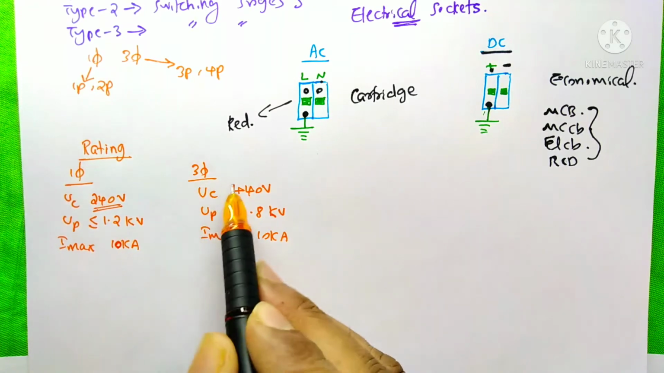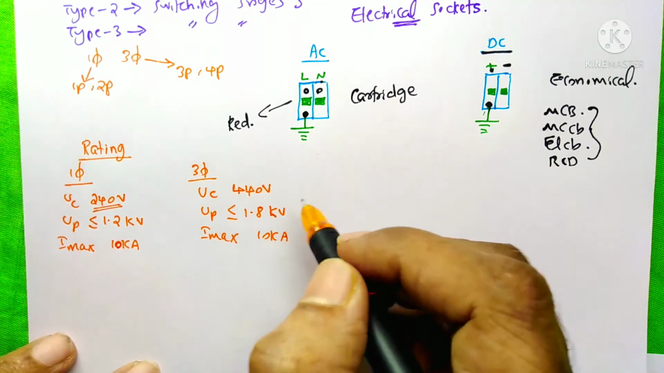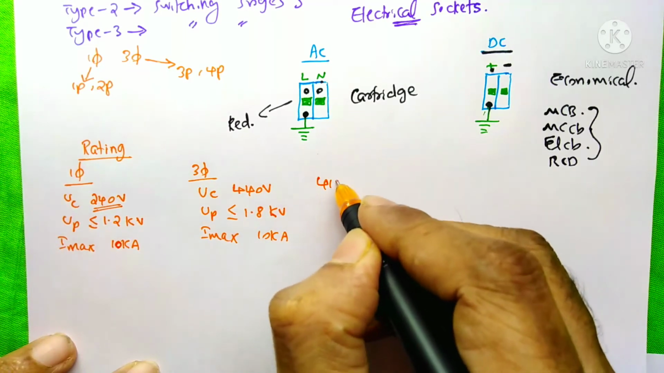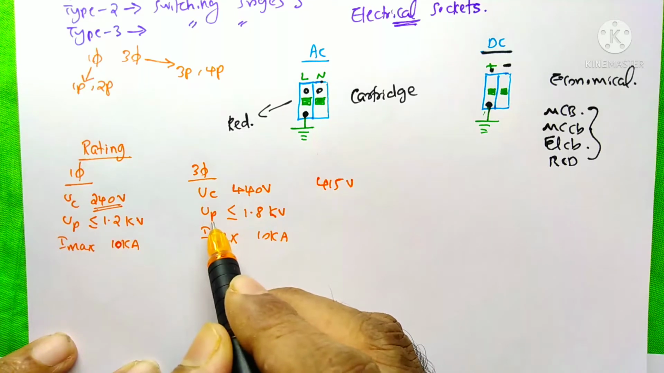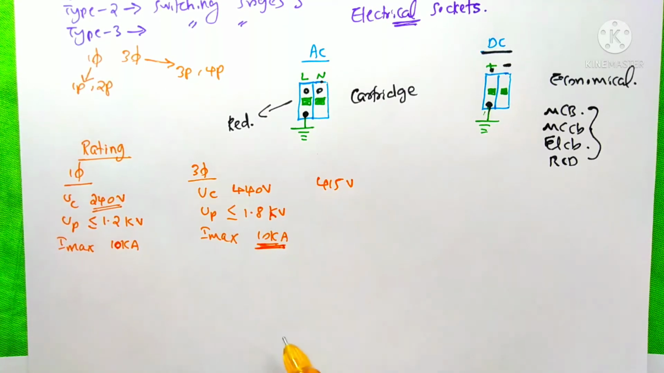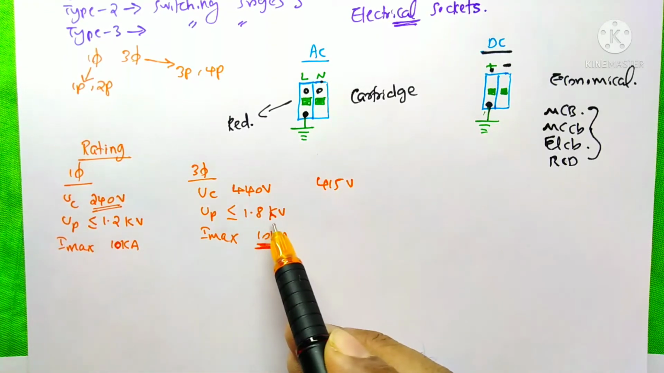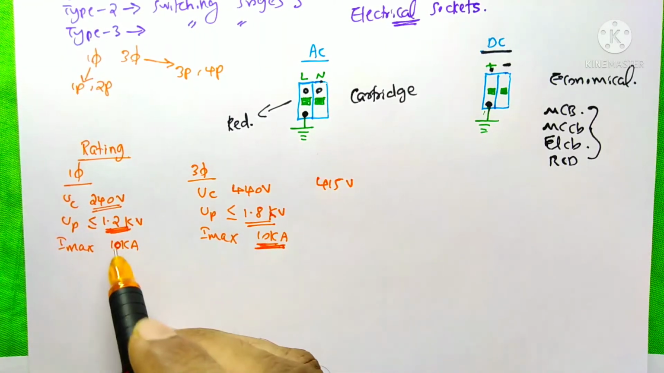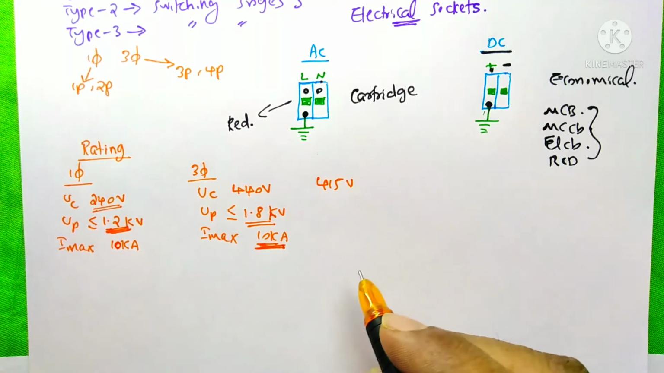And here is the three-phase rating of an SPD. Here the UC is 440 volts. If your circuit's voltage is 415 volts, you can purchase this SPD. And here the UP, the protection level, is less than or equal to 1.2 kilovolts. The one important thing you need to consider when you purchase an SPD is to always go for the highest value. Okay, if your SPD has lower capacity, then your SPD will likely be damaged easily.